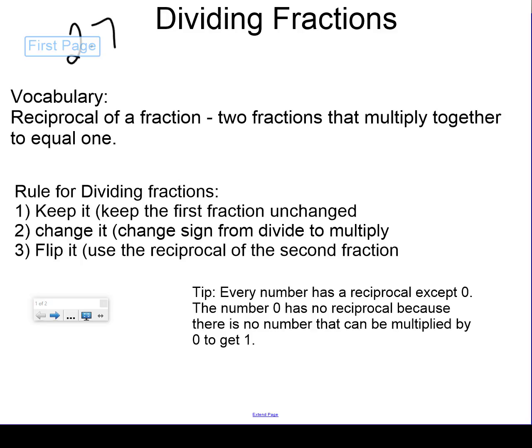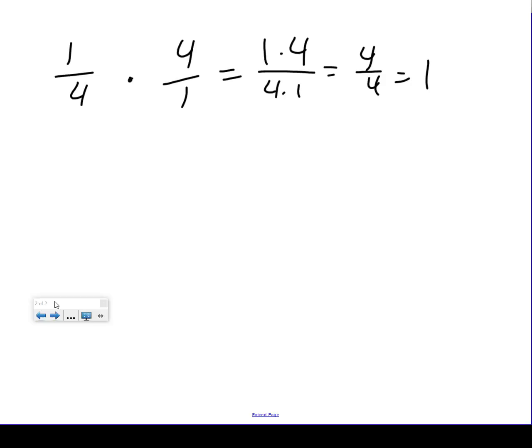First of all, before we jump in, let's talk about reciprocals of numbers. So a reciprocal of 1/4 would be 4 over 1, because I'm going to multiply across the top, 1 times 4. The bottom I get 4 times 1, and I end up with 4 over 4, which is 1 whole. So if I was given this as a second fraction, the reciprocal would be 4 over 1.